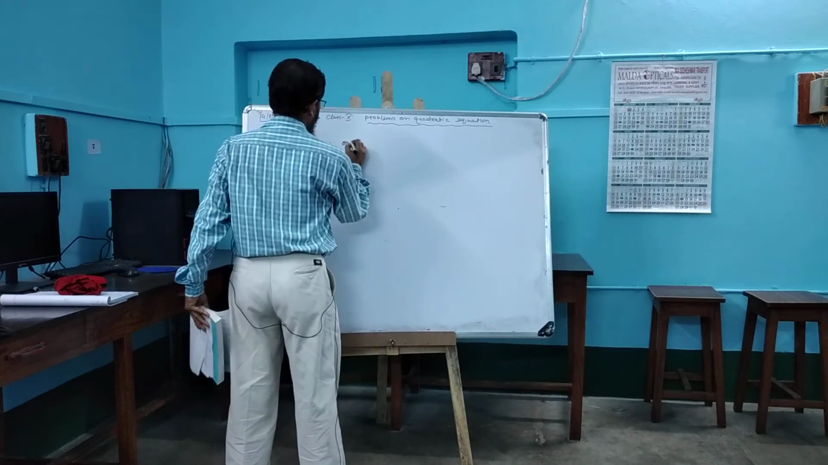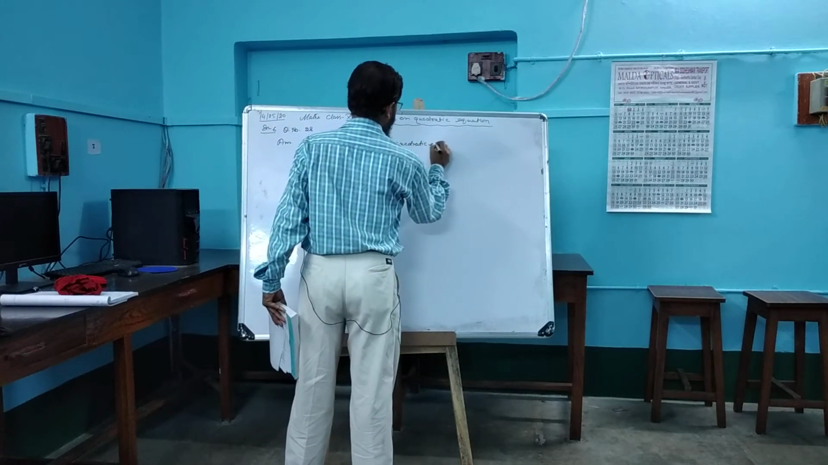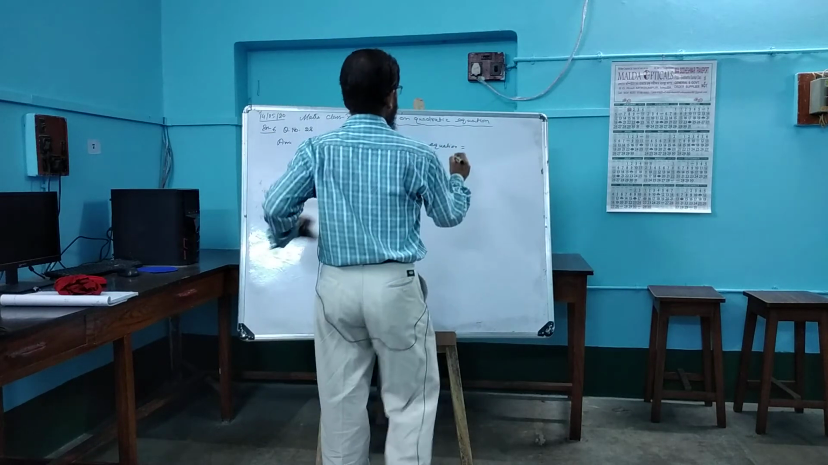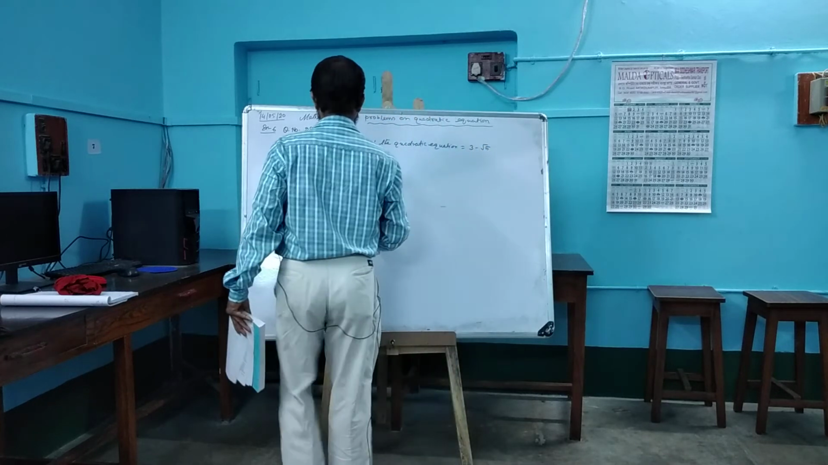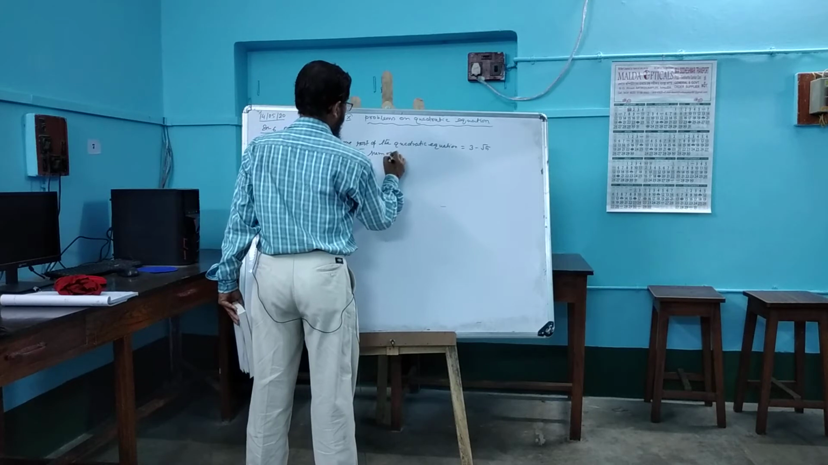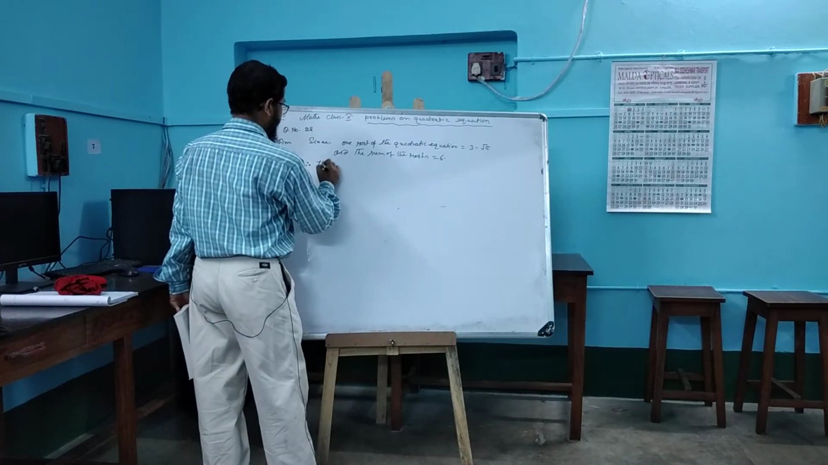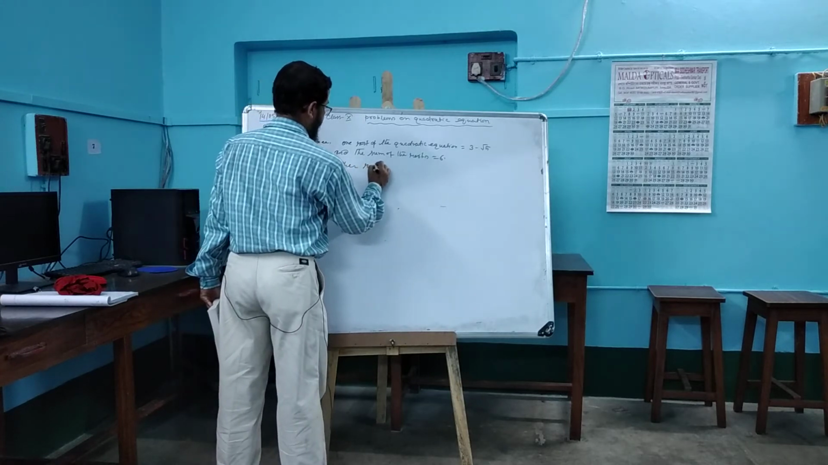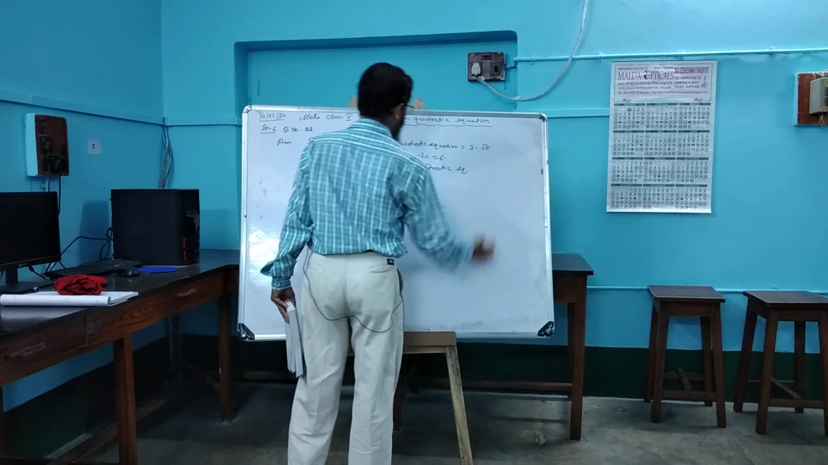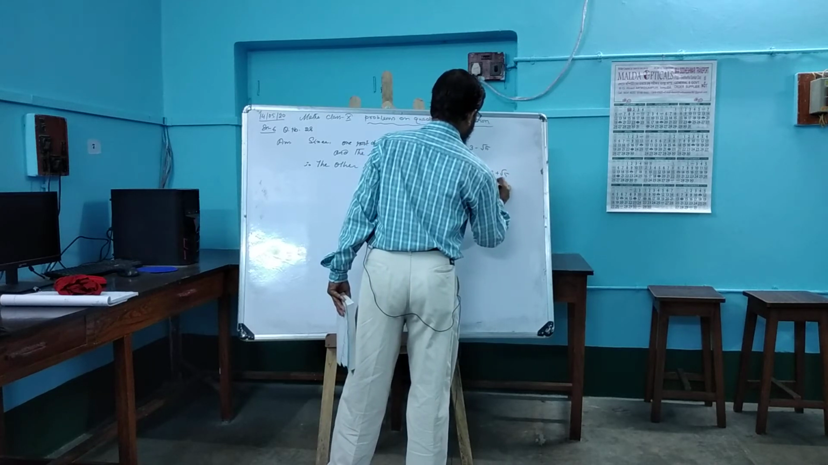Since one root of the quadratic equation equals 3 minus root 5 and the sum of the roots equal to 6, therefore the other root of the quadratic equation equal to 6 minus 3 plus root 5 equal to 3 plus root 5.